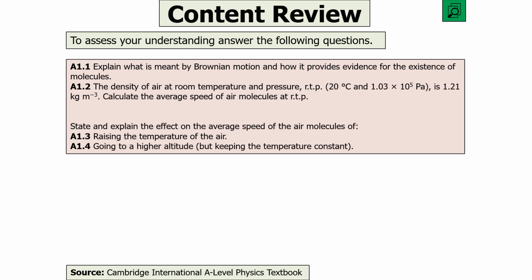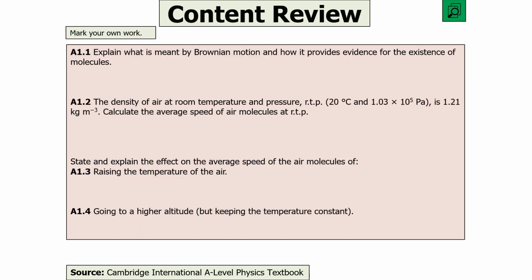The next question says, explain what is meant by Brownian motion and how it provides evidence for the existence of molecules. The density of air at room temperature and pressure is 1.21 kilograms per meter cubed. Calculate the average speed of air molecules at this temperature. Then state and explain the effect on the average speed of air molecules of raising the temperature of the air and of going to a higher altitude but keeping the temperature constant. So pause the video now, then unpause the video when you want to go through your answer.